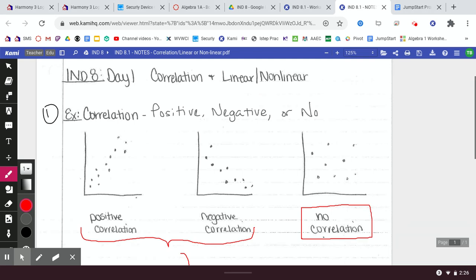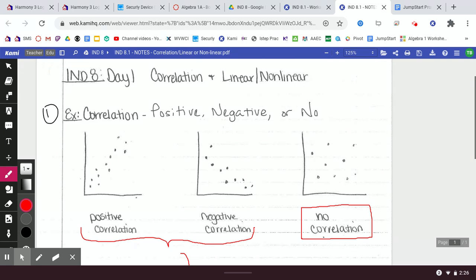All right, so this is indicator 8, day 1. We're going to be talking about correlation and nonlinear and linear correlation. And then tomorrow we're going to talk about scatter plots and line of best fit. And that'll be it. Indicator 8's a nice short one.